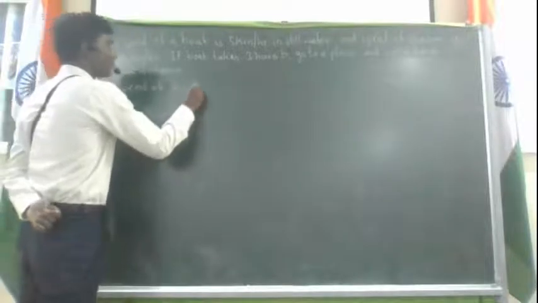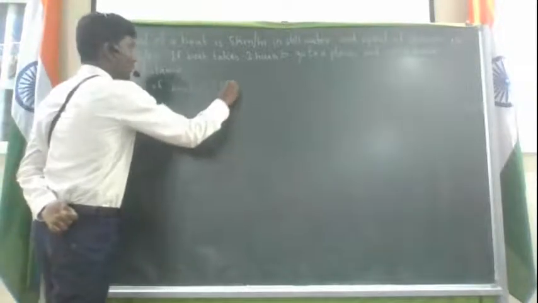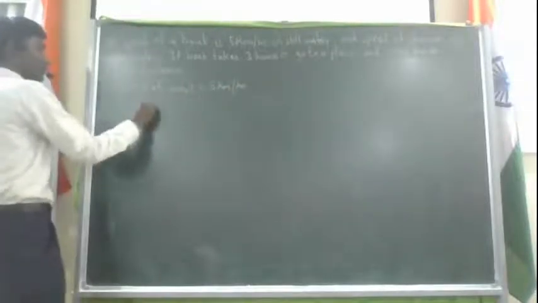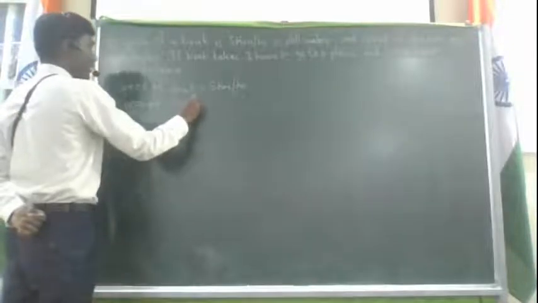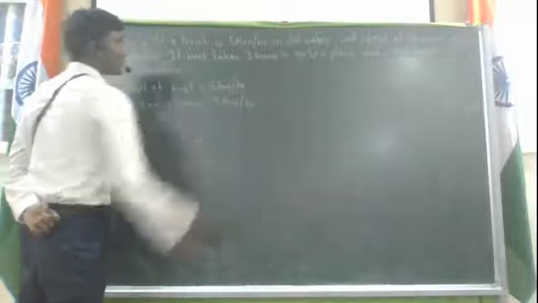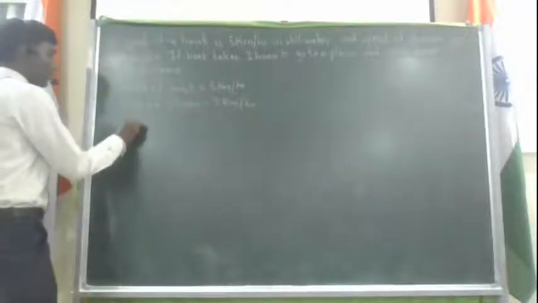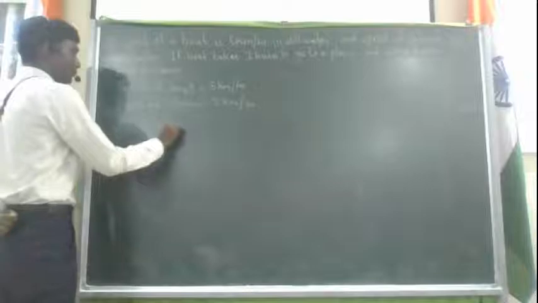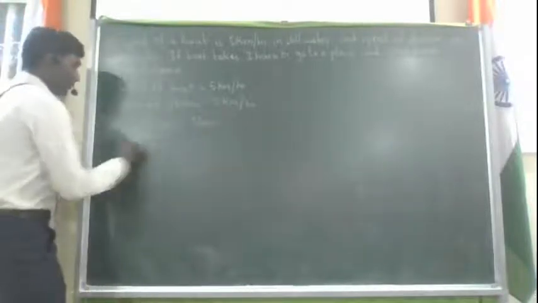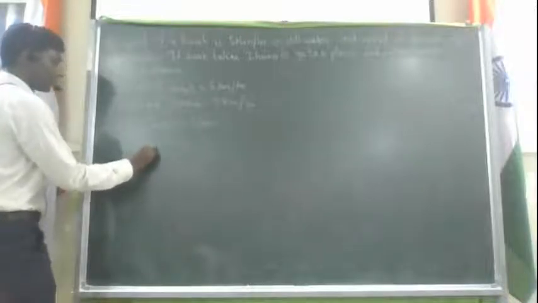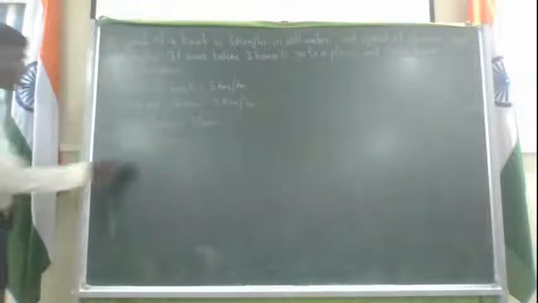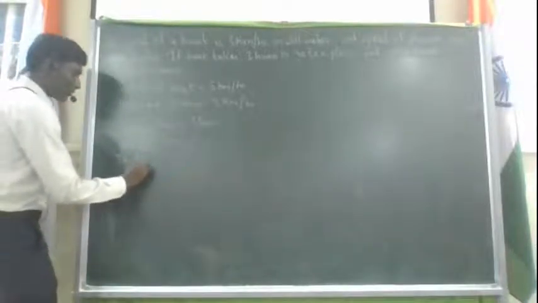Speed of boat is 5 km per hour. Next you have speed of stream, they have given as 3 km per hour. Correct. Now, what is the total time they have given? 3 hours. Now let me use downstream first. Here we have to find the distance. I don't know the distance.